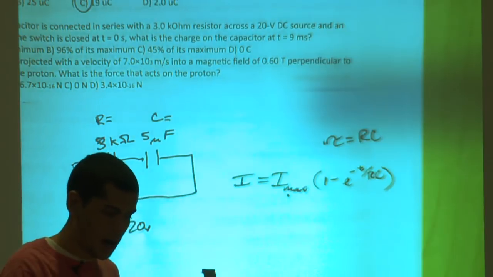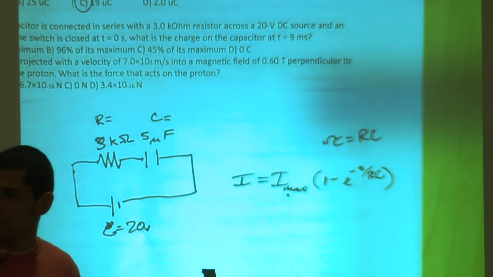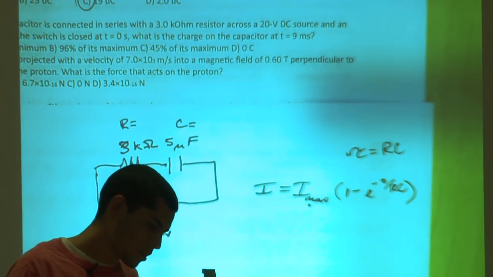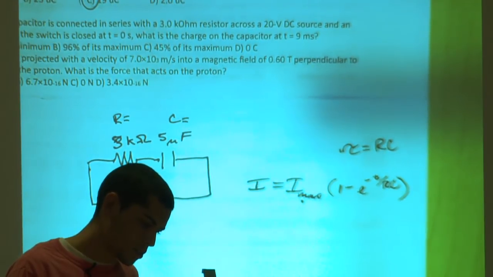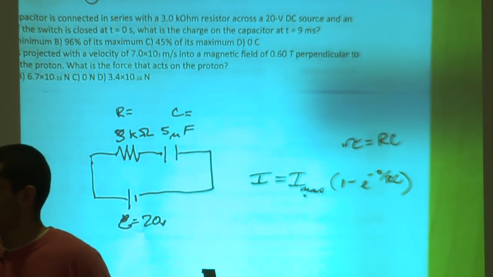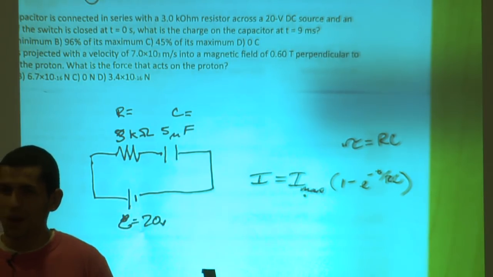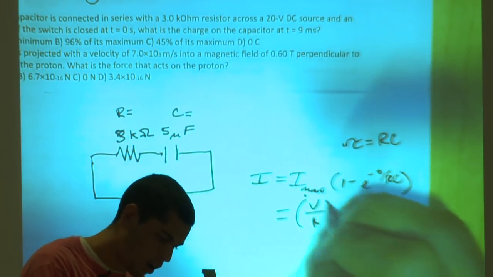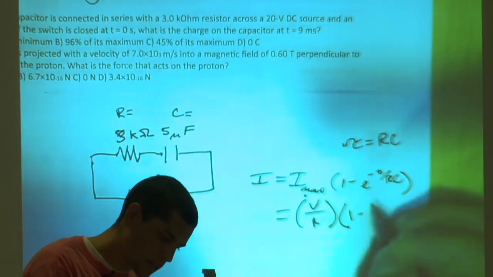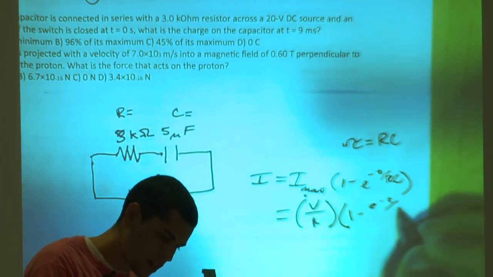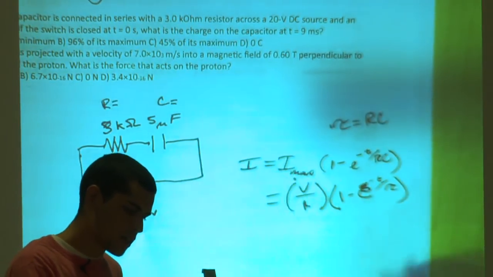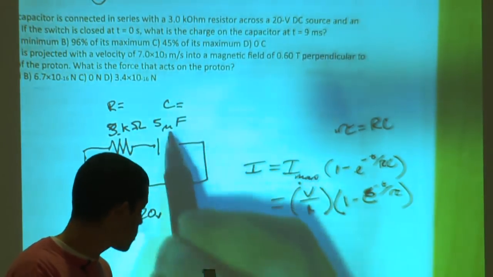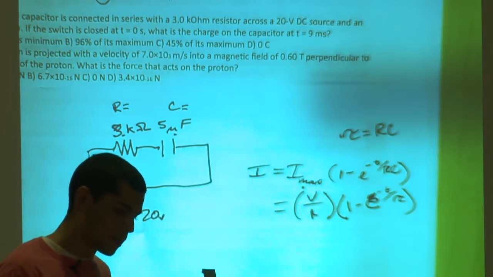The Imax? How do we find that? You don't know? Anybody? Is it V over R? Awesome. So V over R. So we can essentially simplify this to V over R times 1 minus e to the negative t over tau, which is just our RC. We can solve our RC by taking the resistor times the capacitor and plugging that in.